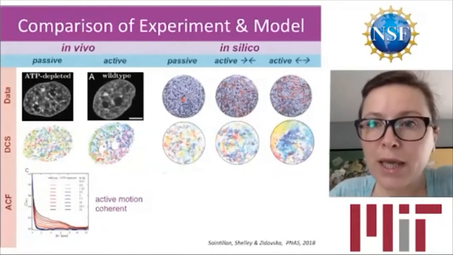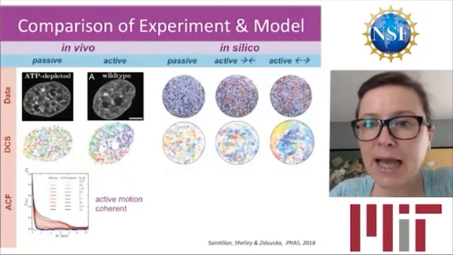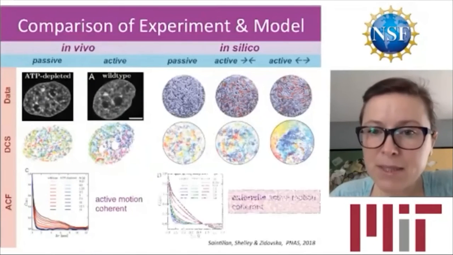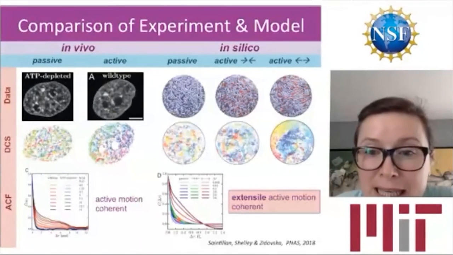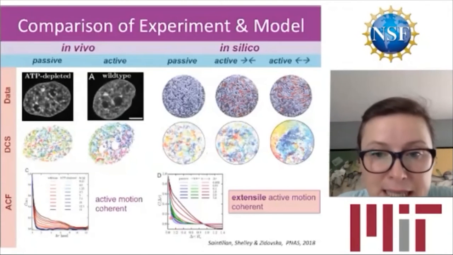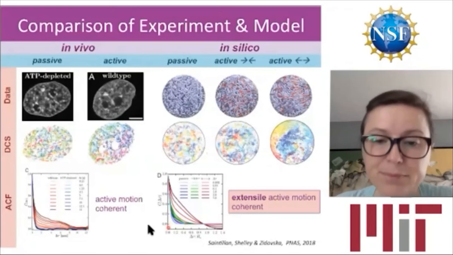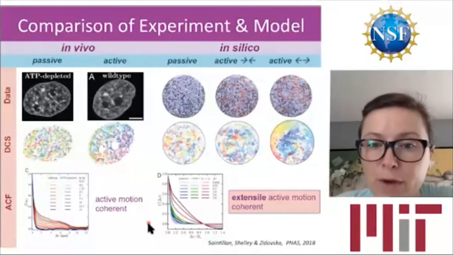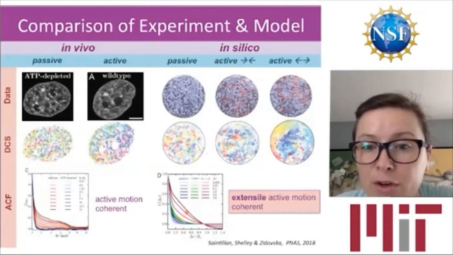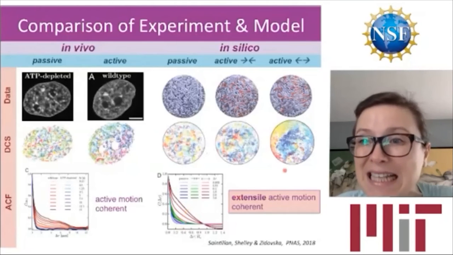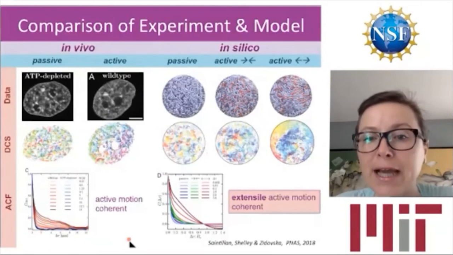So here, again, this is our Brownian case, contractile, extensile. Here are the corresponding DCS maps. When we calculate the correlation function in the same way, you will see that for the Brownian case, this is blue, there is no correlation, similarly to the ATP-depleted case, so we don't find coherent motion. However, we find large-scale coherency, the red curves, for extensile dipoles, very comparable to what we find in our experimental data.